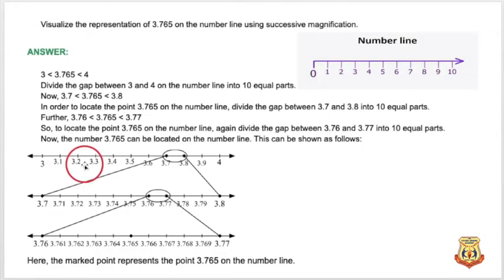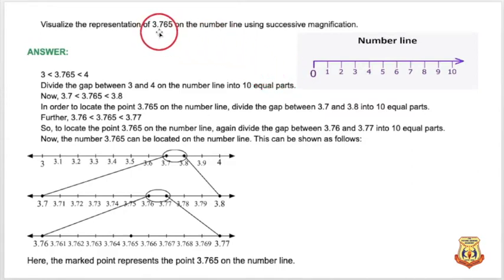Now come to our next example. This is very interesting. Visualize the representation of 3.765 on the number line using successive magnification. Previously, what we have done, this type of number lines you have done, that this is the positive side only I have drawn, like 0, 1, 2, 3, 4, 5, like this way will continue.